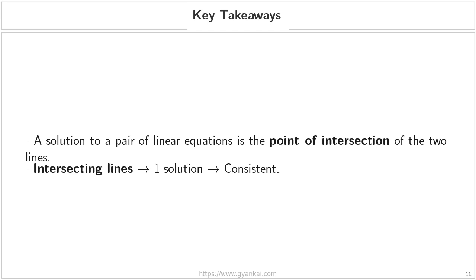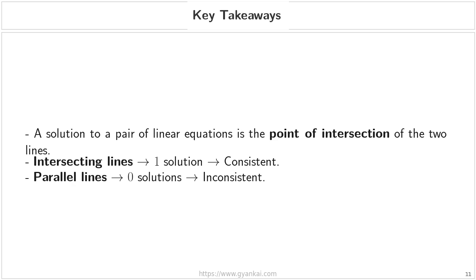First, we have intersecting lines. As we saw with our road junction example, these lines cross at exactly one point. This leads to exactly one solution, and because a solution exists, we classify this system as consistent.